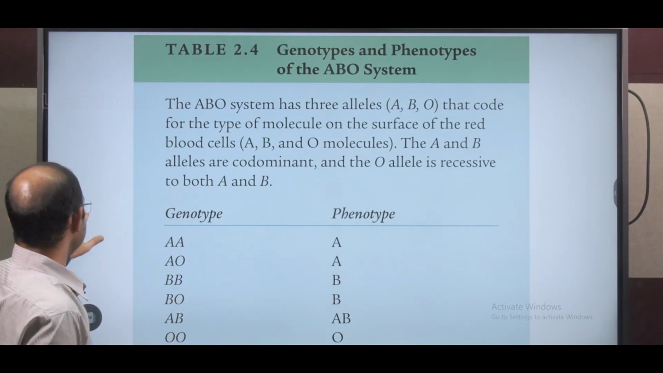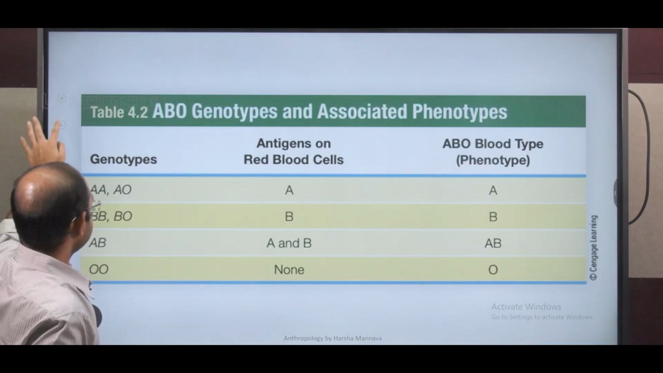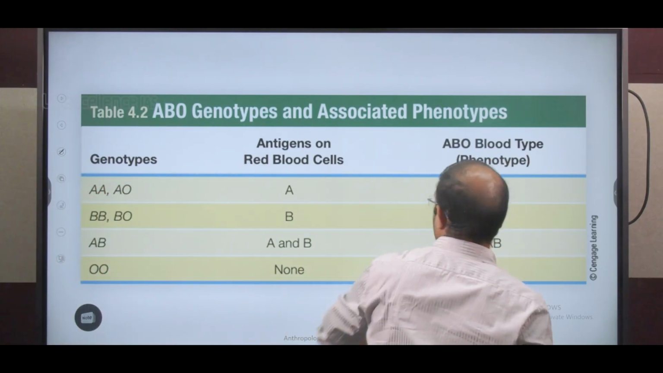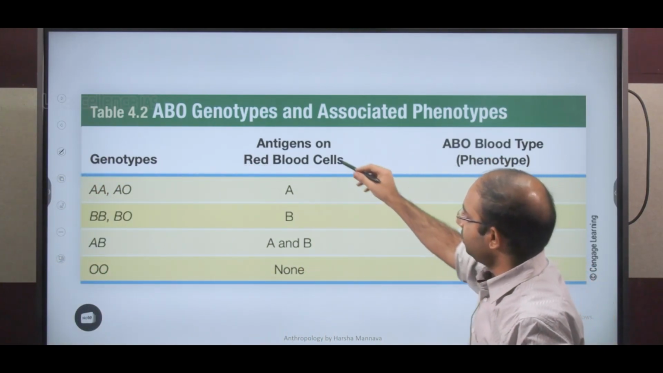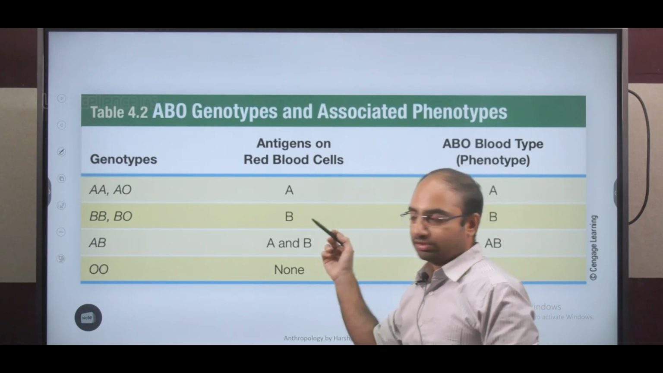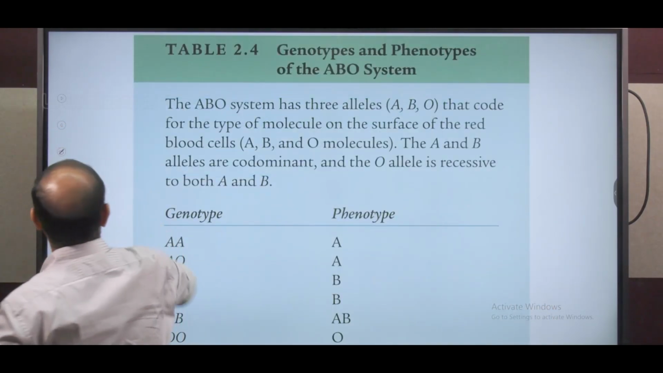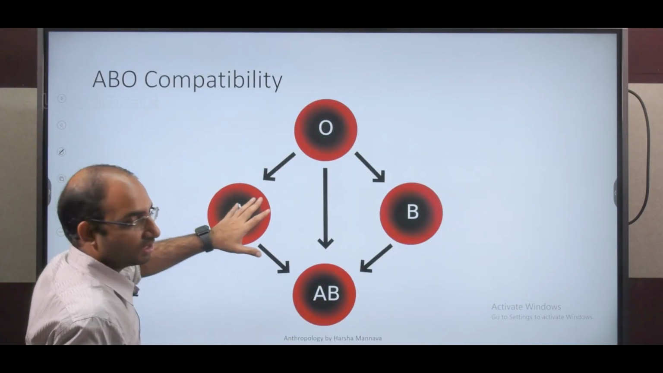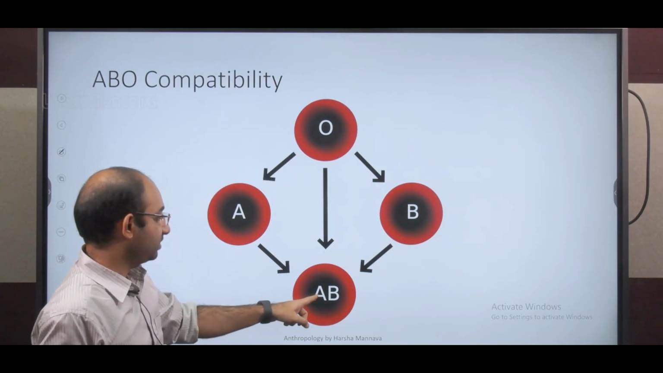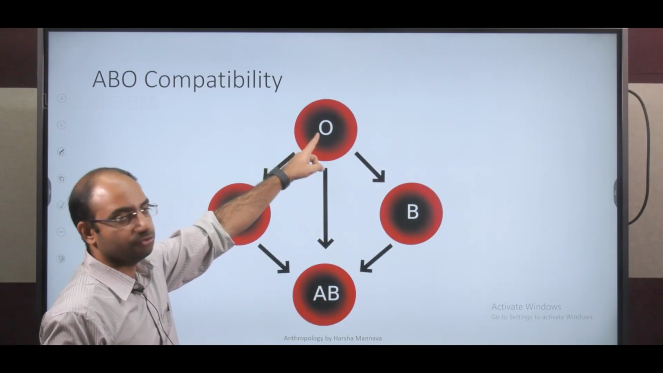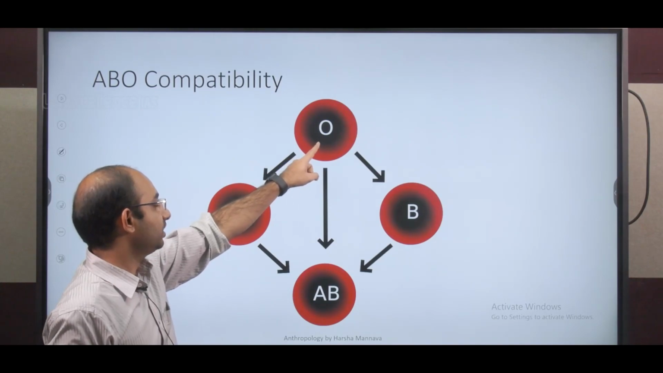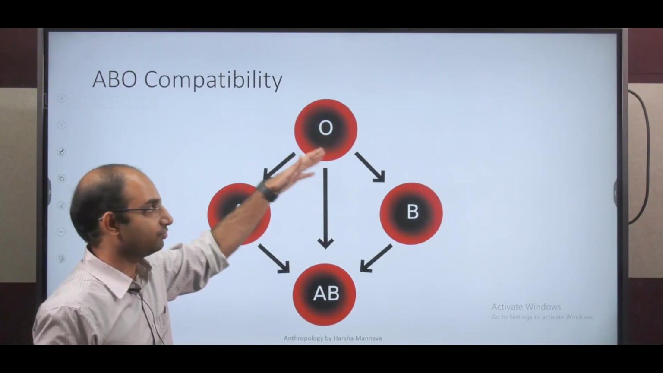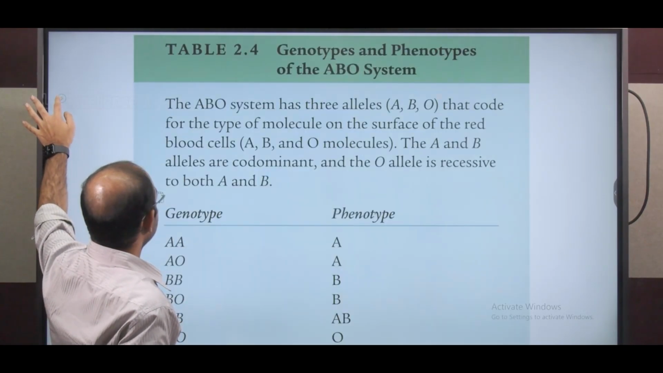So just discuss these genotypes and phenotypes. Then for each blood group, discuss what are the different antigens that are present, and also the dominant recessive relationship among them. Finally, talk about the ABO compatibility. That is, AB is universal recipient, whereas O is universal donor. Somebody with O can donate to all of the three. Somebody with AB can receive blood from all the other three.